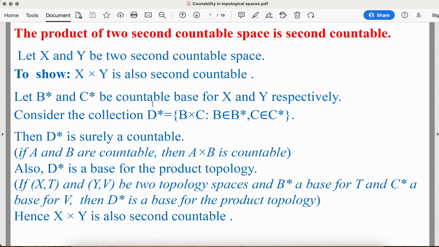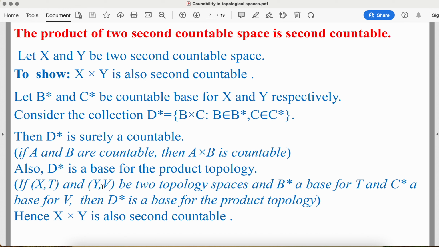If we consider the collection D star of products B cross C, where B belongs to B star and C belongs to C star, then D star is surely countable, because if A and B are countable, then their product is also countable. Also, D star is a base for the product topology.